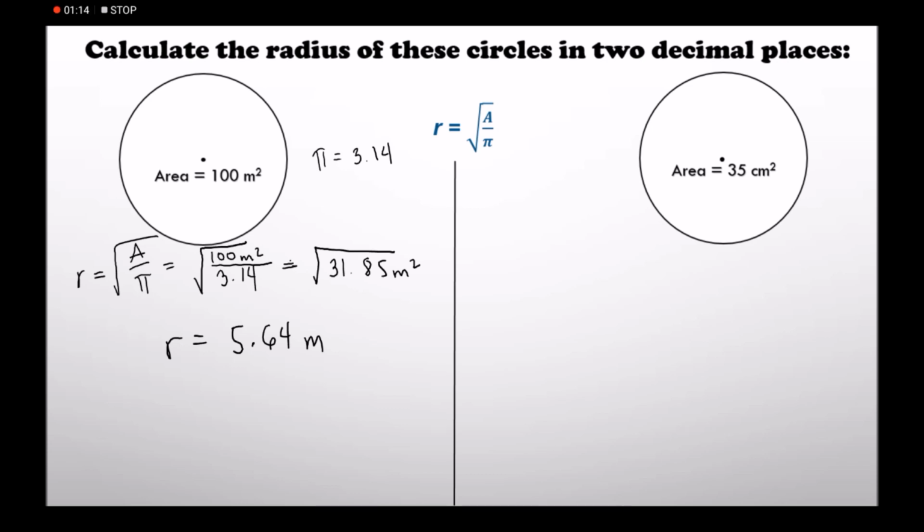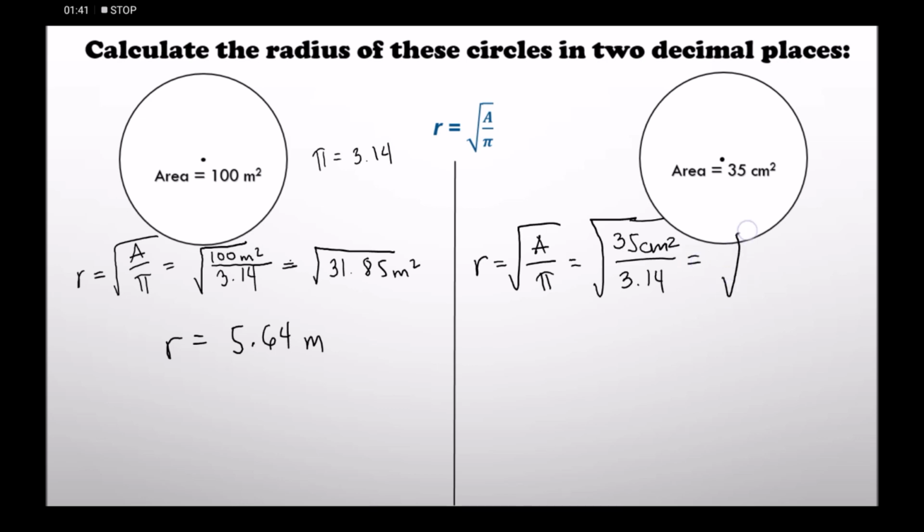On our second circle, the area is equal to 35 cm square. So again, let's use the formula. Radius is equal to square root of area divided by pi. Now let's substitute. Area is equal to 35 cm square over the value of pi, which is 3.14.